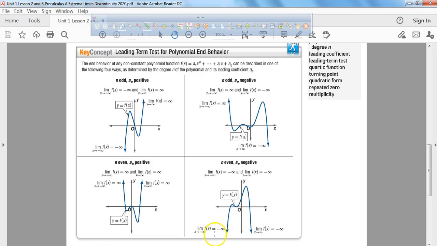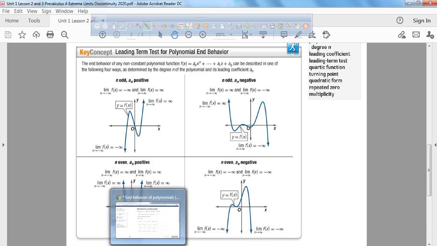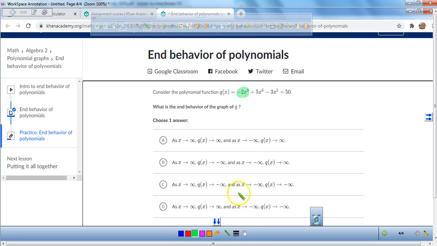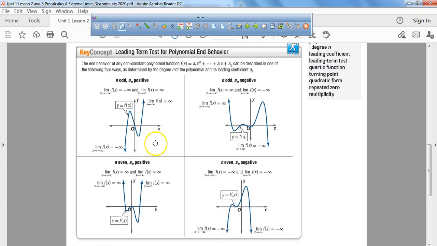So what happens? All of my y values are traveling to negative infinity. So that's all I'm looking for. I'm looking for the answer where all the y values are traveling to negative infinity. So no, that's positive. That's negative. That's good. Oh, that's positive, negative. I'm looking for negative, negative. There we go. So as x approaches positive infinity, q of x approaches negative. As x approaches negative infinity, q of x approaches negative. So I know my answer is going to be C, because it follows that pattern.